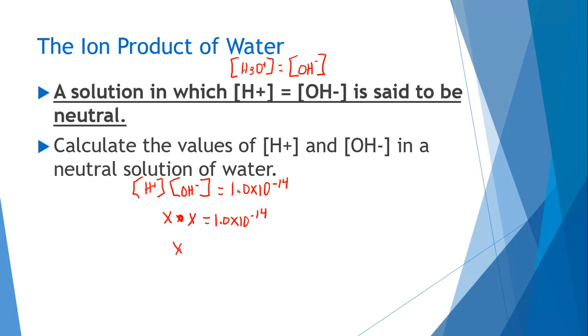Essentially, you can also say that x squared, because whenever you square something, you're multiplying it by itself, equals 1.0 times 10 to the negative 14th. And then we just have to get x by itself, and the easiest way to do that is to square root it. And so if something is neutral, you're going to see that its concentration is going to actually be 1.0 times 10 to the negative 7th molarity. Again, if I ever say a solution is neutral, that means both the hydrogen concentration is equal to 1.0 times 10 to the negative 7th, and the hydroxide concentration is equal to 1.0 times 10 to the negative 7th.